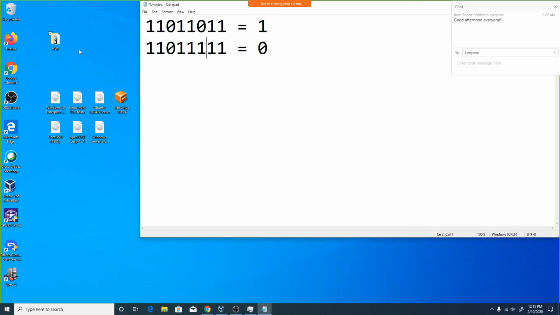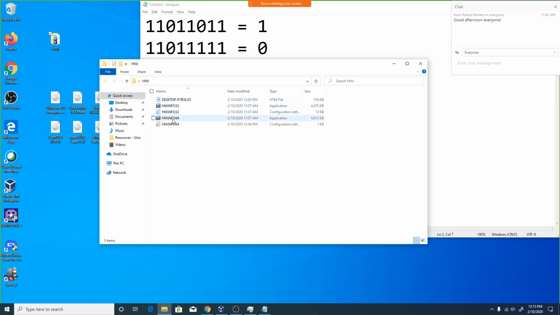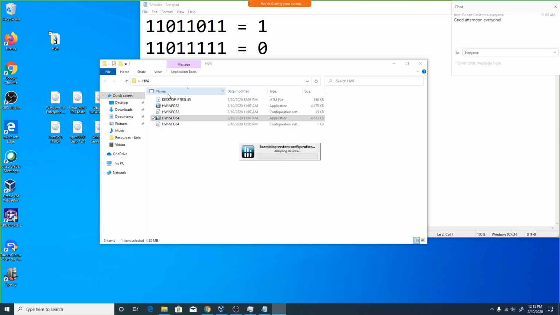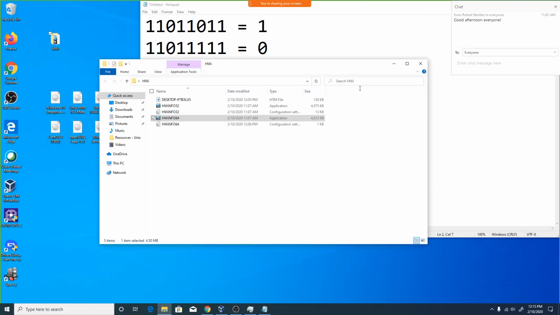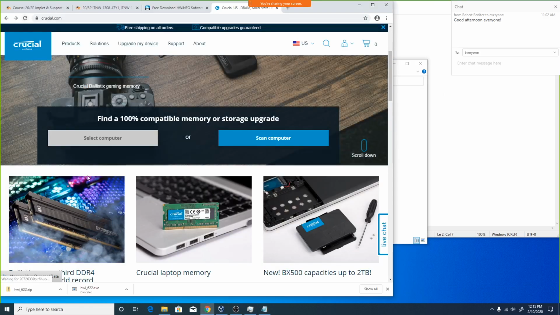Here, let me open up HW Info. Show you what I'm talking about. This, under Save Report, Summary for clipboard. That's what I want in the PDF. Okay. Just copy paste it.